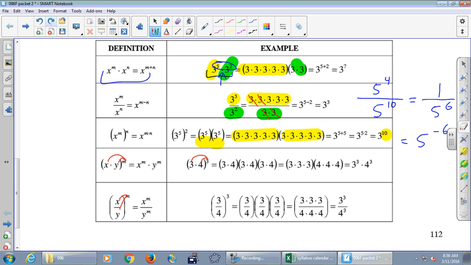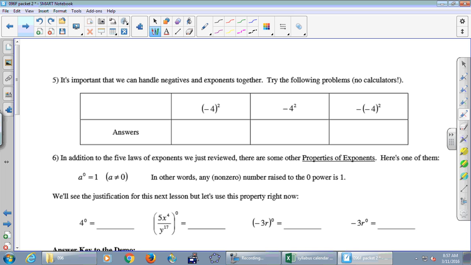Okay, 5 laws of exponents, together with lots of things that look reasonable but are not true. One last thing for today, and then we'll look at the activities. Number 5, it's important that we can handle negatives and exponents together. Let's try the following without a calculator. -4 in parentheses squared, and before we do that one, I want to look at the very next example, which says -4 squared without parentheses. Now let's see if these are the same or different.